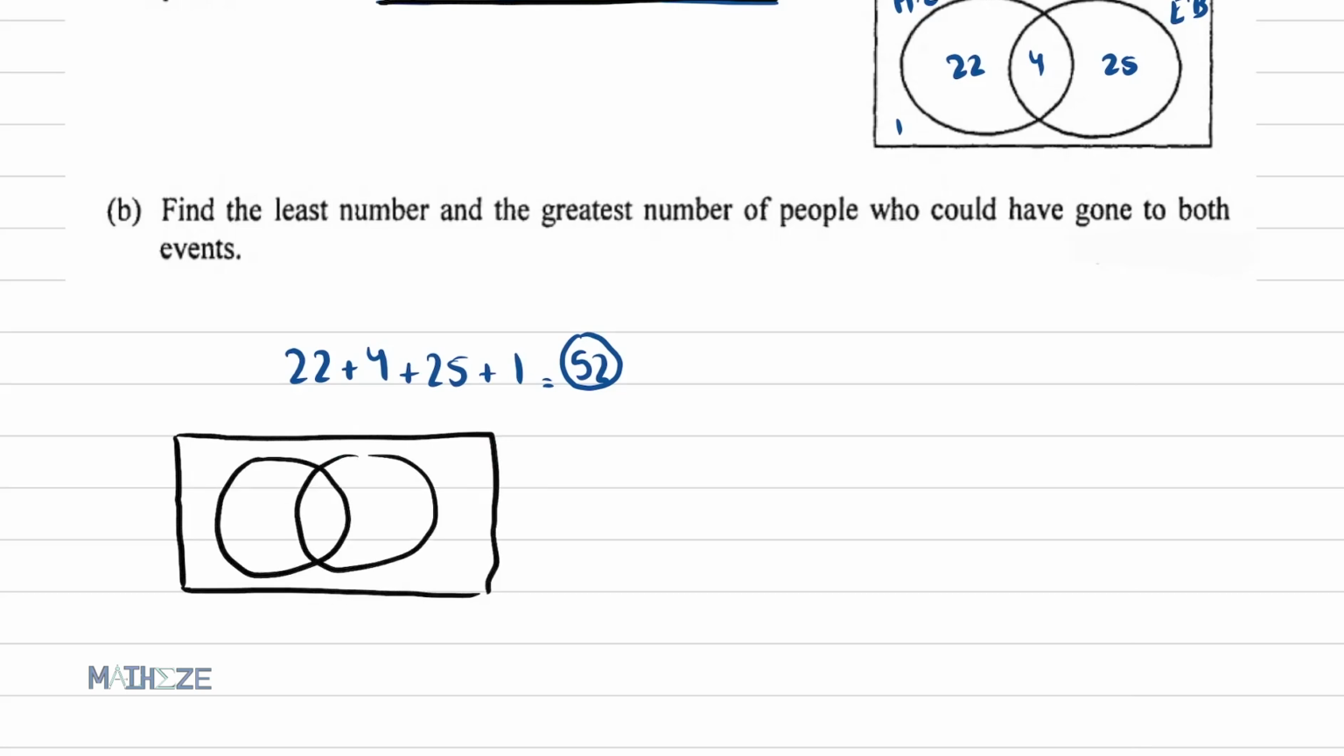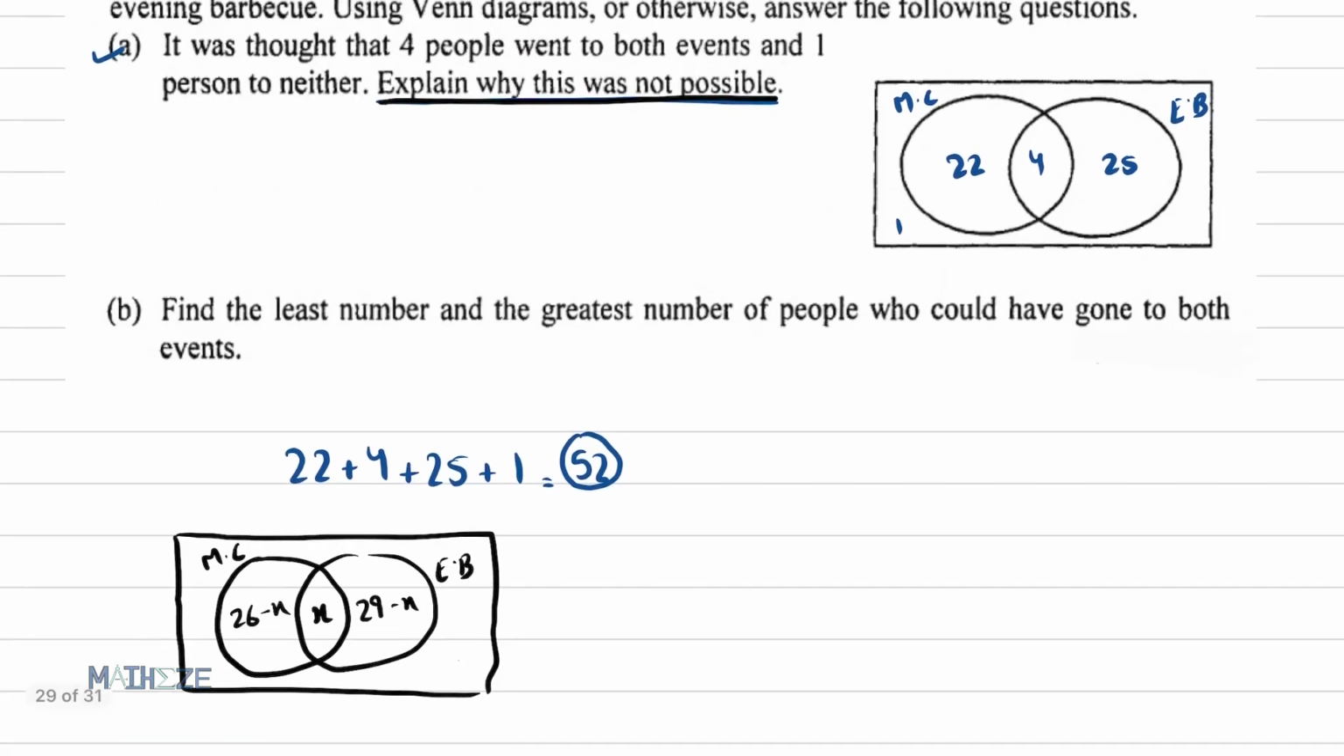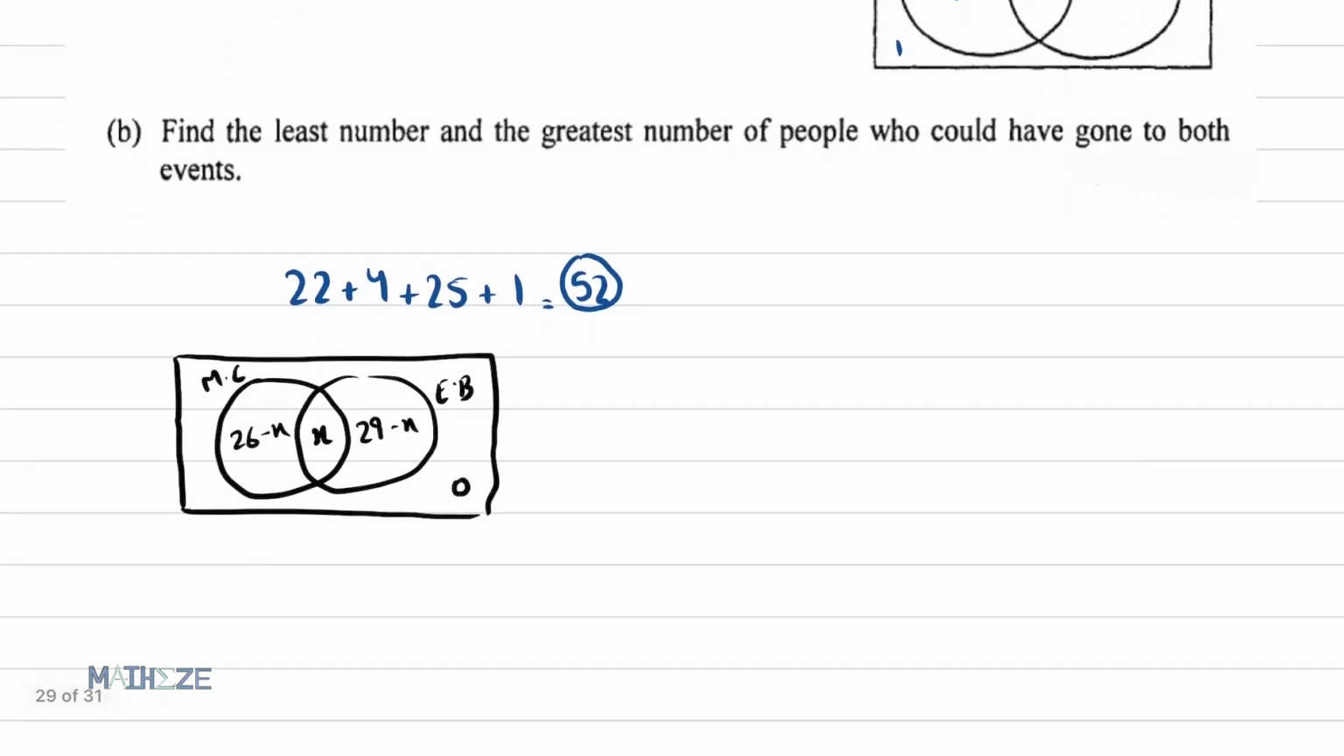It's going to be morning cruise and it's going to be evening barbecue. In the middle, I'm going to have X. Morning cruise will be 26 minus X and evening barbecue will be 29 minus X. And in the case of least, you always assume it's 0 until and unless the question gives you any value. Let's add this: 26 minus X plus 29 minus X.